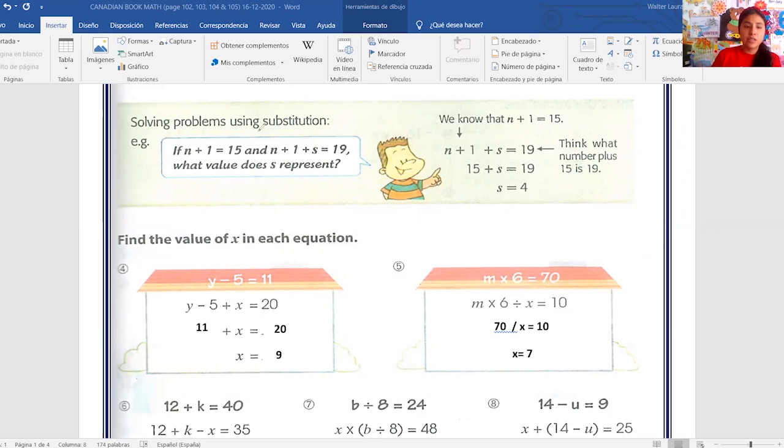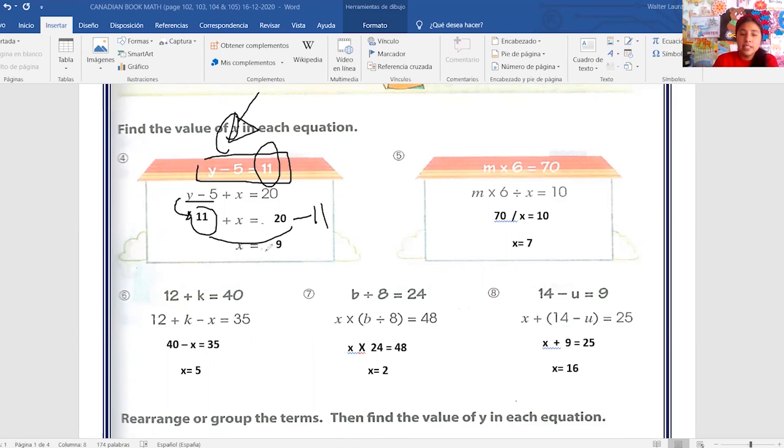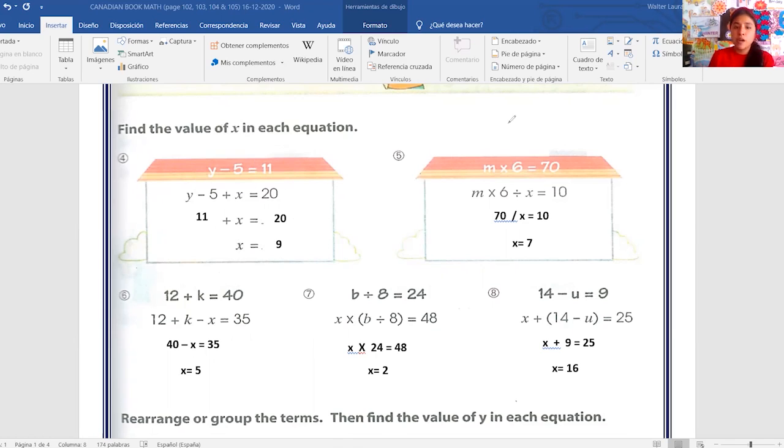Okay, now let's do the first one. It says number 4, find the value of X. So we are going to find the value of X in each equation. We have Y minus 5 equals 11. Okay, miss. We have the equation Y minus 5 plus X equals 20, because remember, we need to find the value of X, right? Yes. So, miss, Y minus 5 is 11. Okay, we need to replace here. Now, this is 11 plus X equals 20. Okay, miss, here is addition. Here will go subtraction, right? So, X equals 9. 20 minus 11 equals 9. Okay, simple, miss.